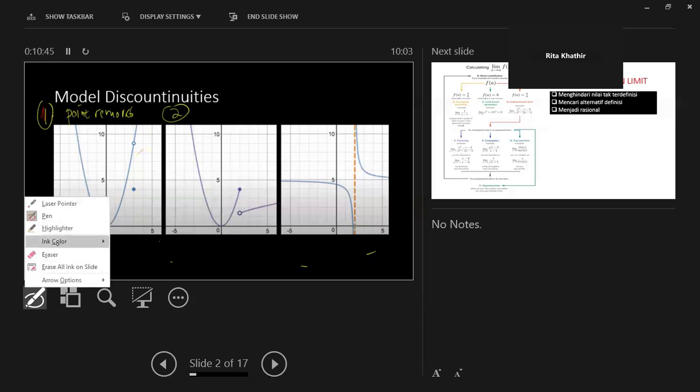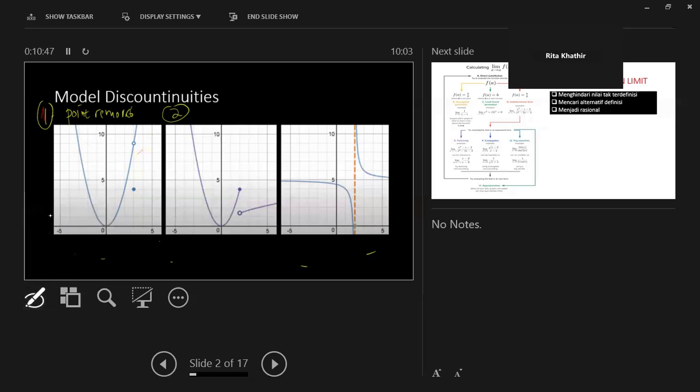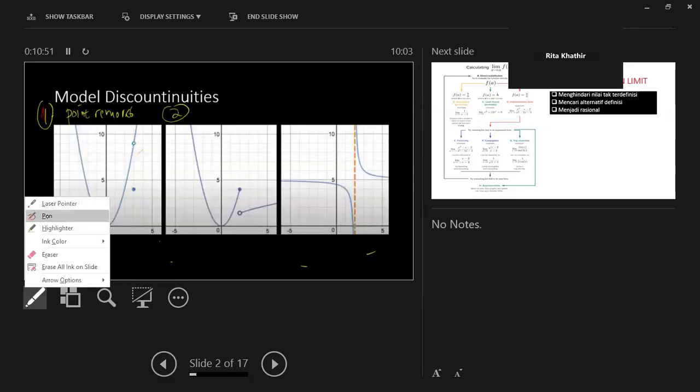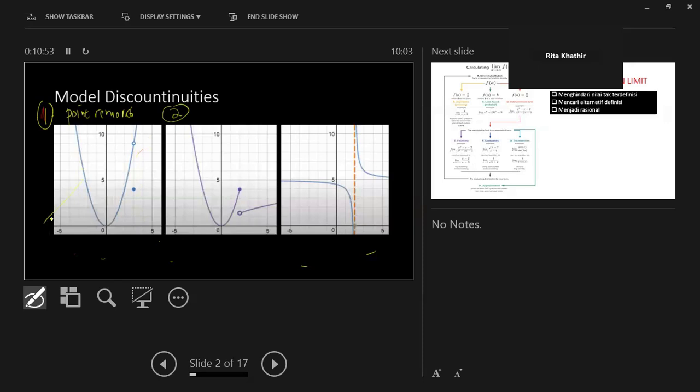Let's say I put this as function f of x, and here I name it as g of x, the function g of x.